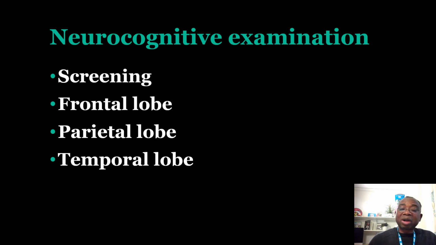Visual tests. Note, the optic tracts run through the parietal lobes to get to the occipital lobes. A parietal lobe lesion would give lower quadrant homonymous hemianopia. A temporal lobe lesion will give upper quadrant homonymous hemianopia. An occipital lobe lesion will give homonymous hemianopia.